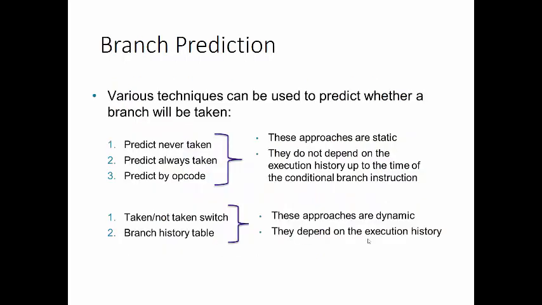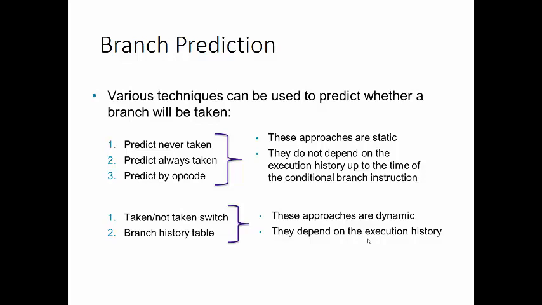Another approach is branch prediction. There are various techniques that have been used to predict whether a branch will be taken. Now, the first three of these are static. They don't depend on execution history up until the time of the conditional branch instruction. One is predict never taken. The second is predict that you're always going to take it. And then predict by opcode.